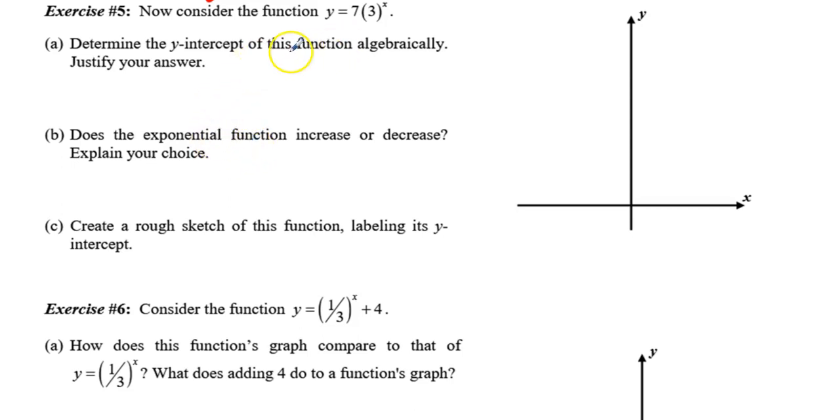Okay, so hopefully you thought about where the y-intercept is going to be: where x equals 0. So if we sub in a 0 for x, that gives me 3 to the 0. So that's y equals 7 times 3 to the 0. Well, we know 3 to the 0 is just a 1, right? So that's equal to 7 times 1. So the y-intercept is simply the point (0, 7). Okay, so I can go ahead and plot that point, approximately.